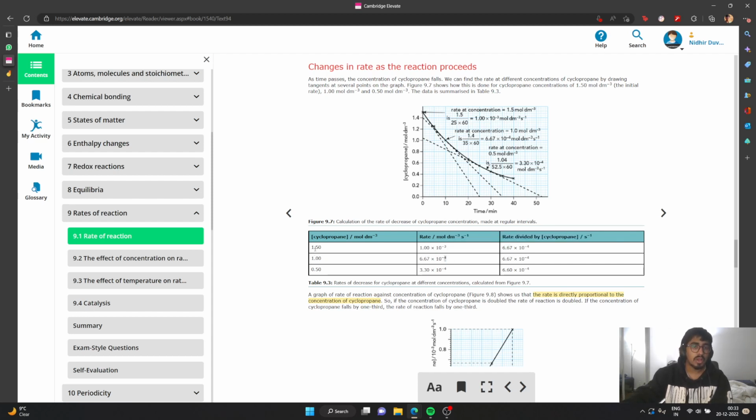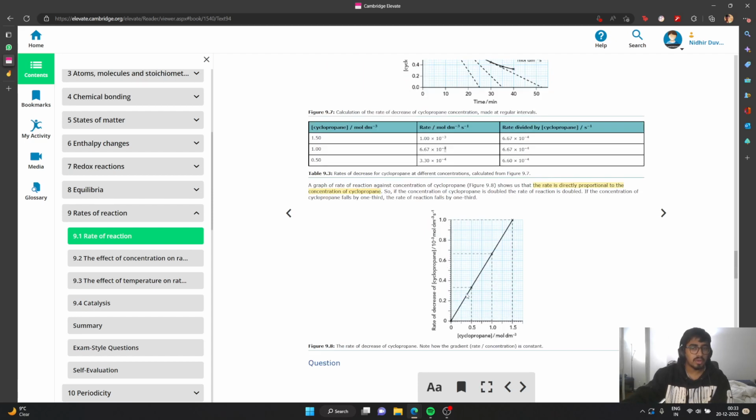So now you have found the rate at different concentrations of cyclopropane, right? You can say at 1.5 this was the slope. At 1 this was the slope. At 0.5 this was the slope. So you have three values, and then you can plot the concentration with the rate. So rate here and the concentration here, and you see that it is a straight line. So this tells you that the higher the concentration of a reactant, the higher the rate. This is what we want to remember at the end of this story.